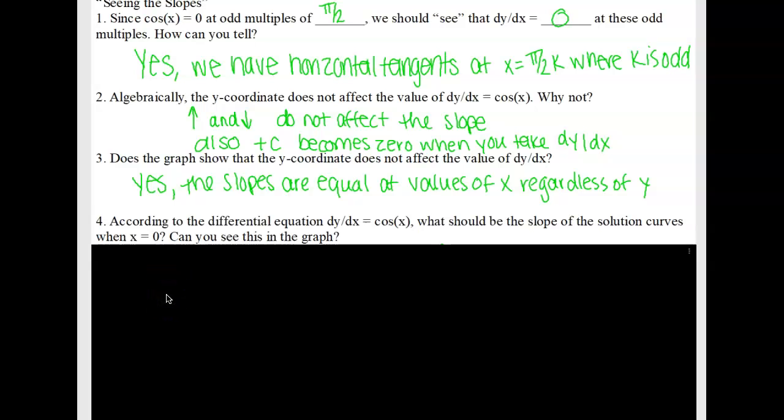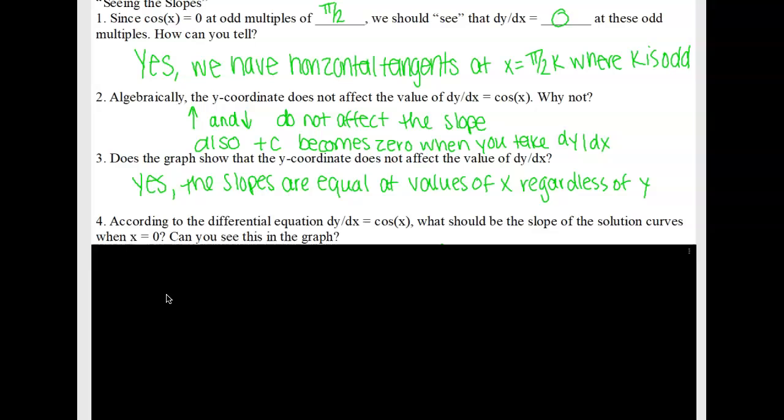So if you talk about the differential equation, so it's a differential because it's dy dx, what should the slope of the solution curves be when x is 0? So what is the cosine of 0? 1. Look at the graph of sine. What is the slope of sine at 0? 1. So the derivative graph gives you the slopes of the original. So we are going to create slope fields today using the derivative to try to predict the original.